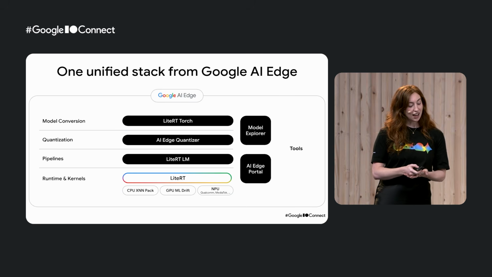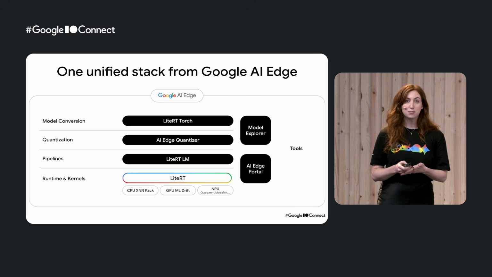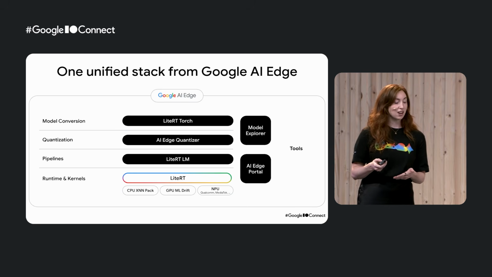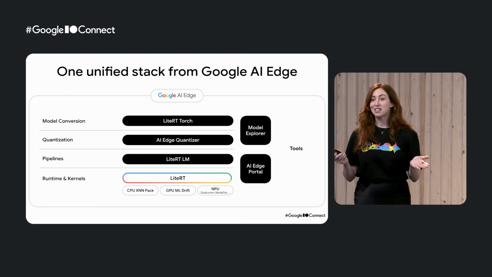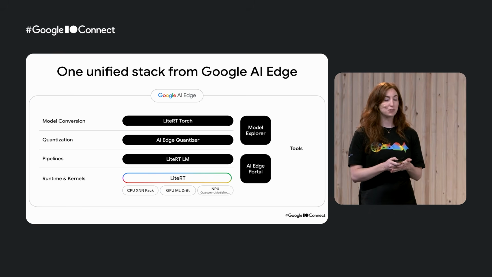And finally, you don't want to ship something you haven't tested. So with AI Edge Portal, you can actually run and benchmark your models on a whole fleet of real physical devices. And you can see exactly how they perform in the wild. And if you spot a bottleneck, you can use Model Explorer to visually debug your architecture, find issues, and fix them before they ever get sent out into production.